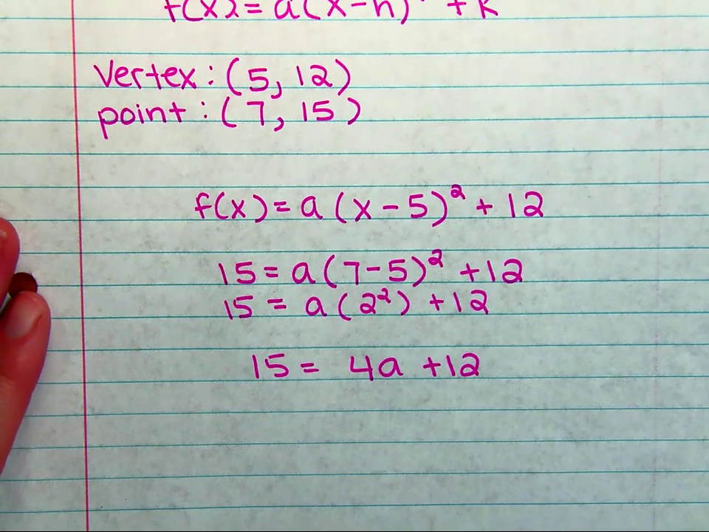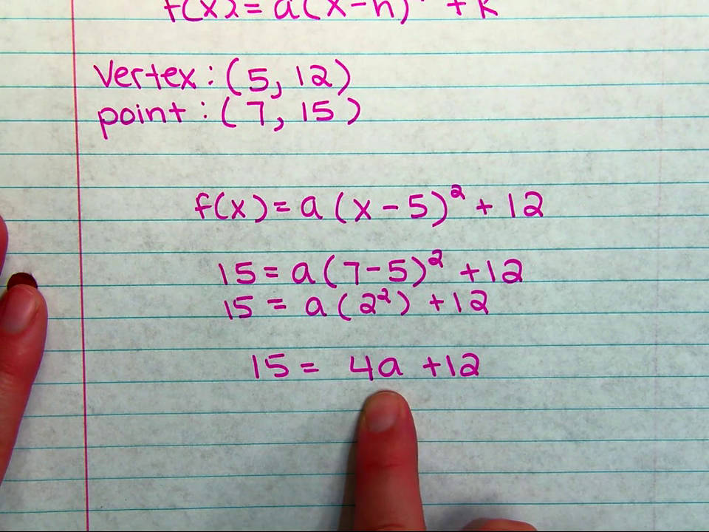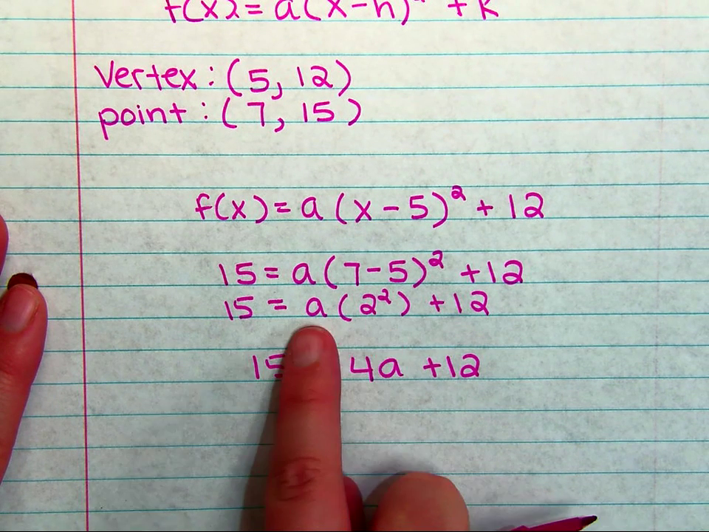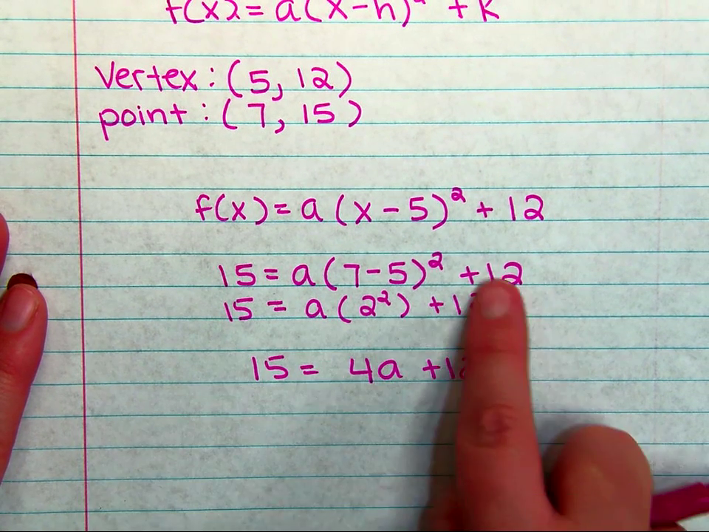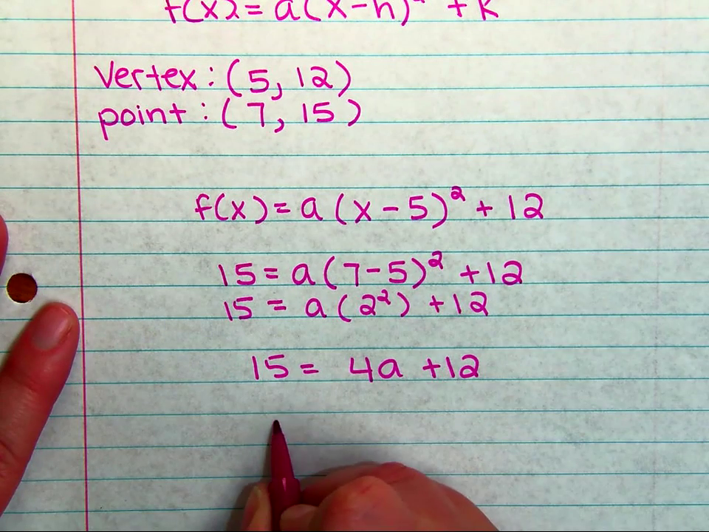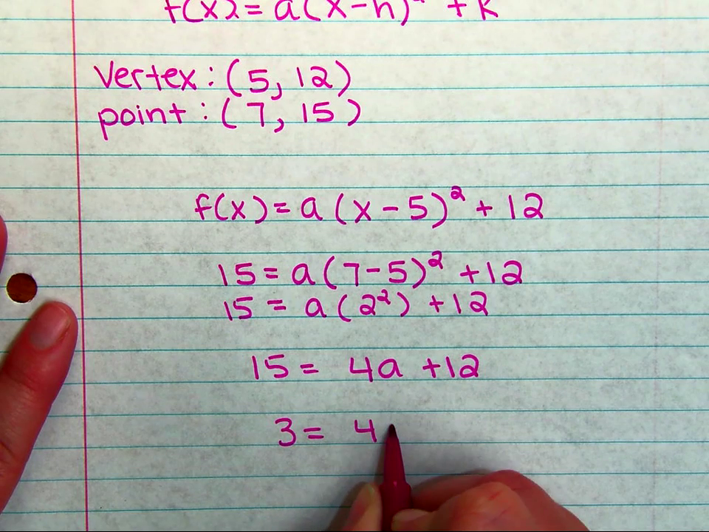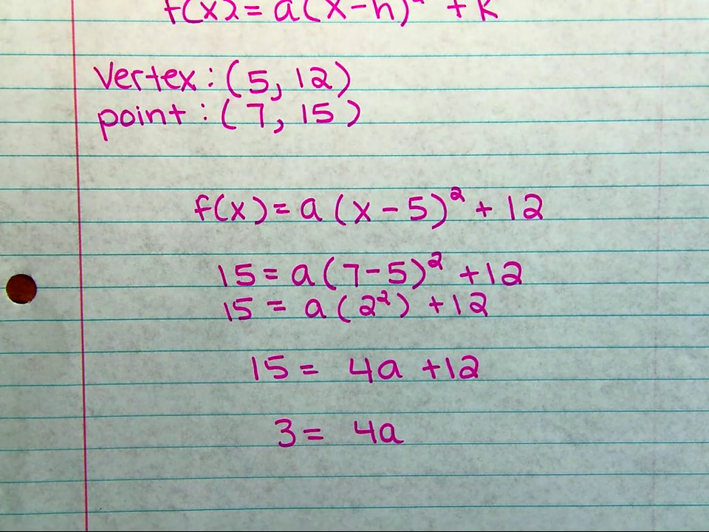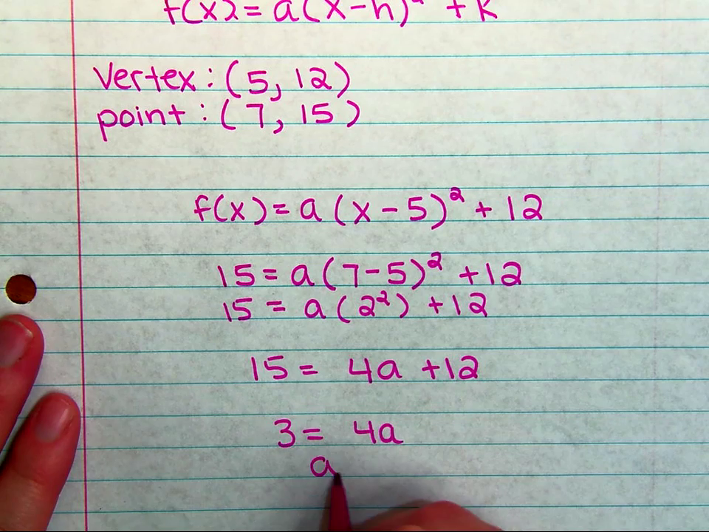So now I'm going to make sure that I attach this squared number to just the a, and this 12 is just a plain number at the end. So I'm going to take 12 away from each side, okay, and so my a value is going to be 3/4.